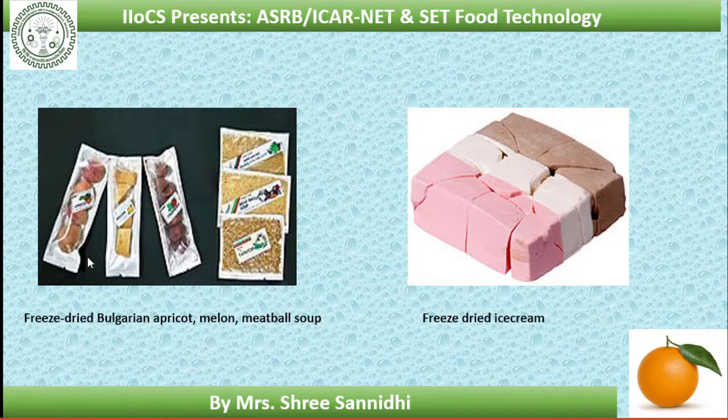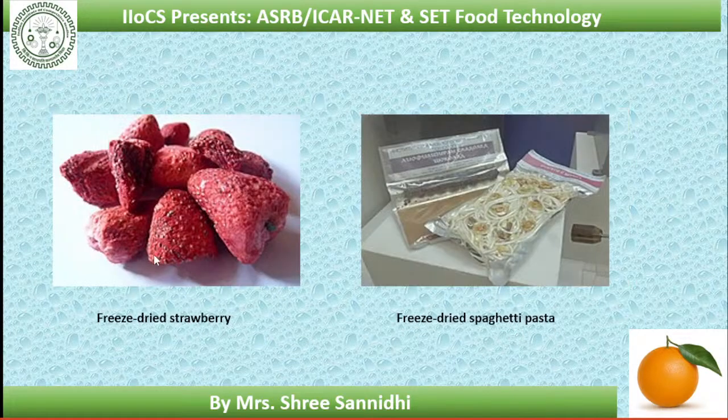Next one is freeze dried apricots, melons and meatball soups. So this one is freeze dried ice cream. So this is what we spoke about before, freeze dried strawberry. Okay, so this is not after rehydrating, this is before rehydrating. Last one is freeze dried spaghetti pasta.